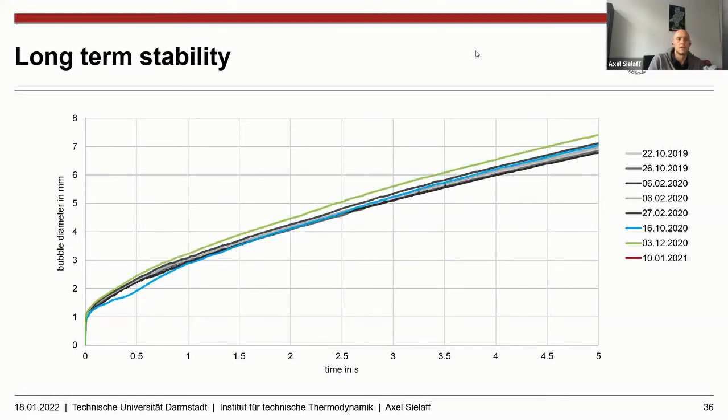And you can see that the data is quite comparable, just at the last measurement sets at the beginning of January 2021, we have a slightly larger bubble diameter, which might be caused by non-condensable gases, but we have to check that later on when we open the EC.